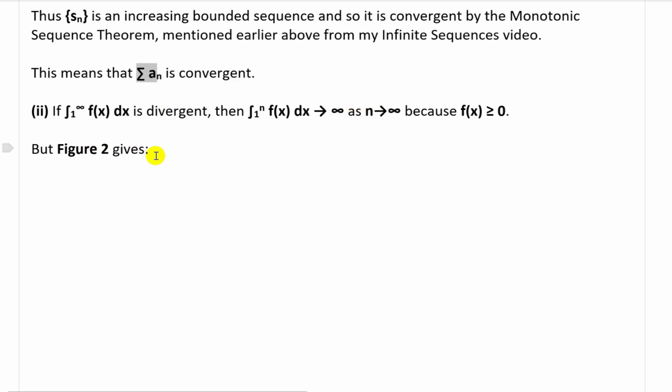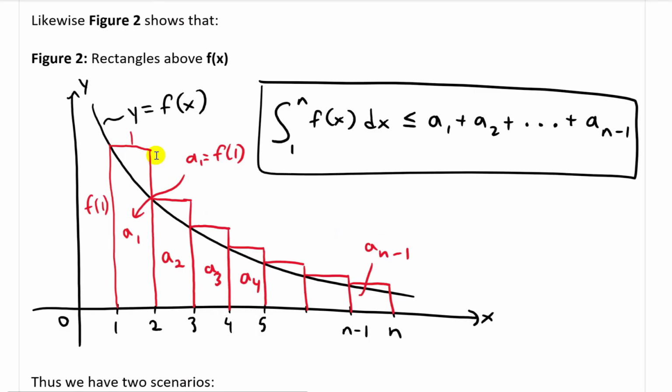But let's look at figure 2 now. Figure 2 gives that the area underneath this curve, from 1 to n, is going to be less than the sum of these rectangles, or the terms of the series right there. So in other words, the series is greater than the diverging integral as it goes to infinity, so this obviously has to diverge. This goes all the way to n minus 1 over there, so a(n minus 1) starts from 1.